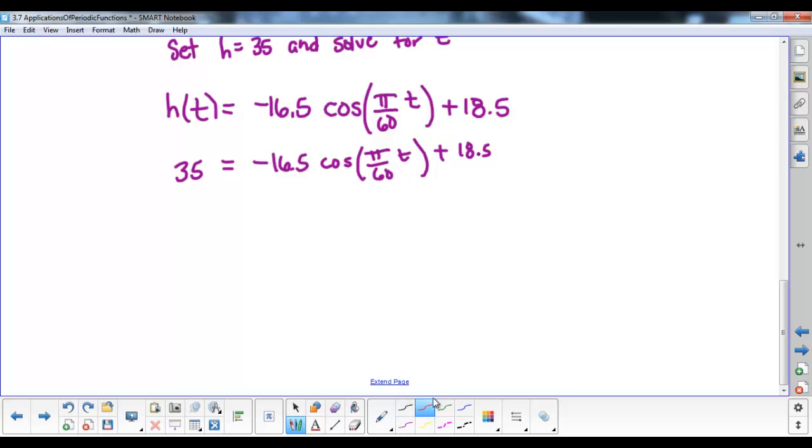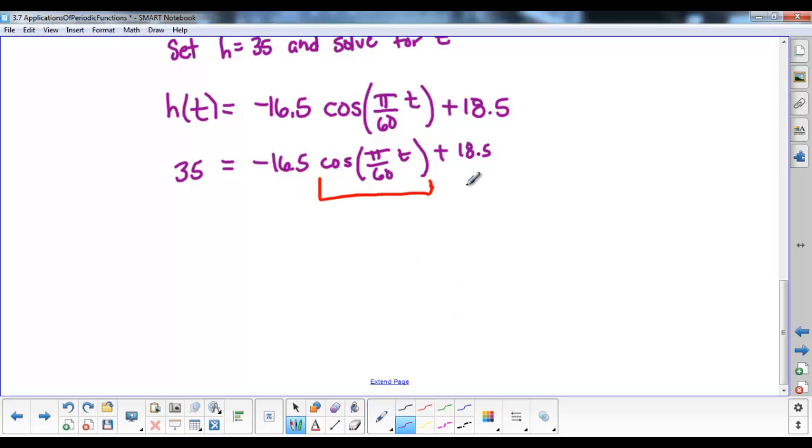Now, one thing to note is that a lot of people forget that cos must always have an argument. So this entire thing here, cos of pi by 60t, is one number. We're not going to separate cos from this bracket at all. It's not cos times this bracket. It's one whole entity. So back to solving for t.